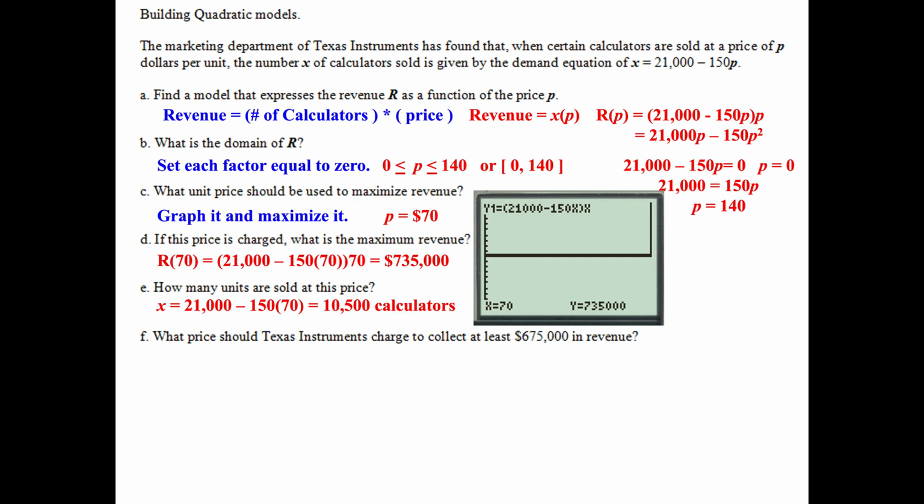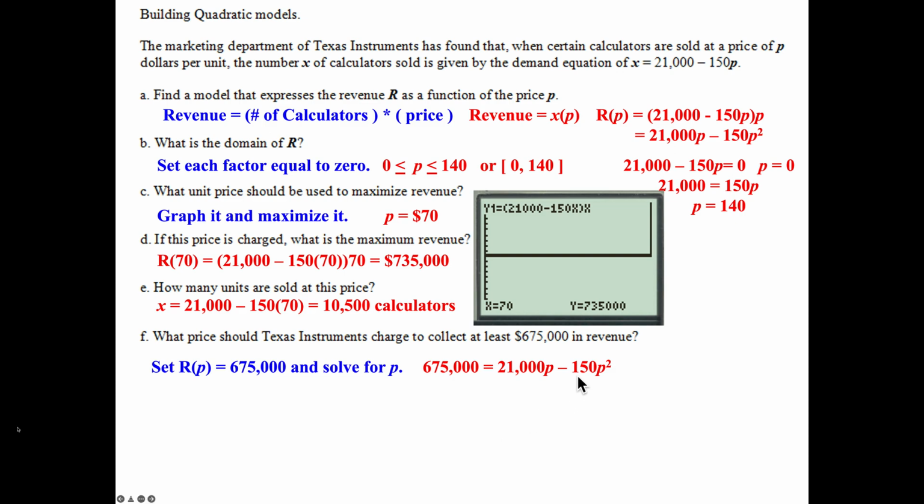All right. And the very last question says, what price should Texas Instrument charge to collect at least $675,000 in revenue? So that means R of P is equal to $675,000. We plug that into our first equation, or the second one, it doesn't matter. I went with the second one this time. And I've created an equation that I need to solve for P. We can do this algebraically if you like, and I'll show you another technique that will work out really quick and easy as well.